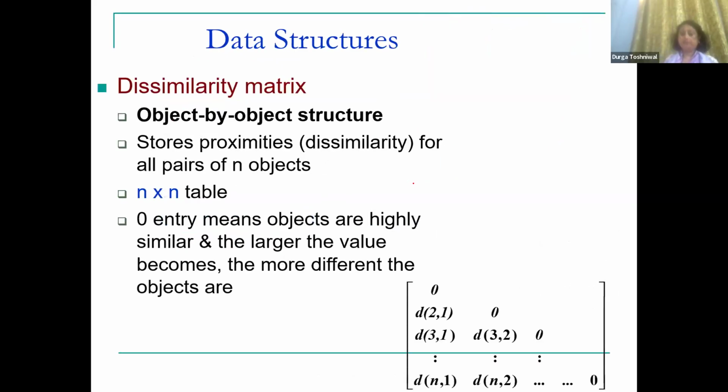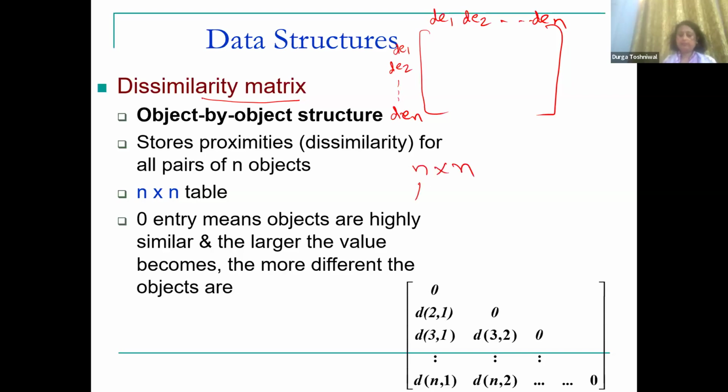A more common way of representing the data is using a dissimilarity matrix. Now, what is a dissimilarity matrix? It's an n cross n matrix. Here we are going to have data element 1, data element 2 till data element n, and data element 1, data element 2, like that till data element n. So it's an n cross n matrix where n is the number of data items or data elements that we have. Okay. And the entries inside this matrix are nothing but the distance.